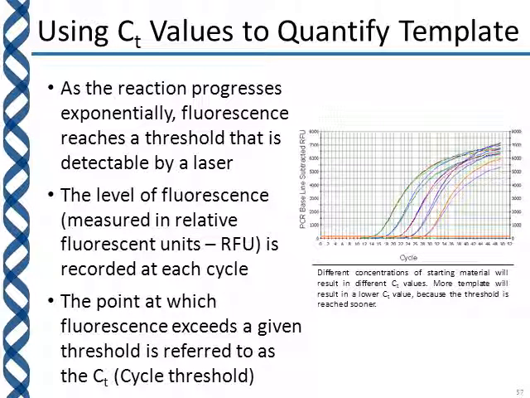So the way that this is typically done is to do several replicates just to make sure that your different curves are coming out very tightly and showing a lot of reproducibility. But then you also will typically dilute your template DNA by tenths, and so that results in different cycle numbers where the threshold will be exceeded. So different concentrations of starting material will result in different CT values. More template will result in a lower CT value because the threshold is reached sooner.